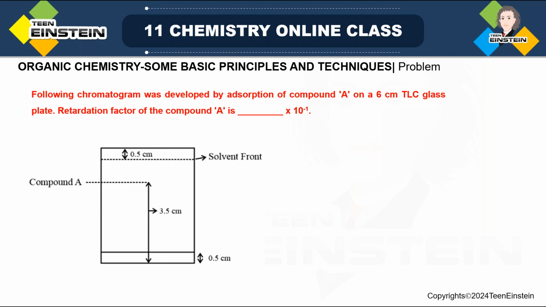Here we have again chromatography related question, and this is basically RF value related question, right? Following chromatogram was developed by adsorption of compound A on a 6 centimeter TLC glass plate. So this is TLC, already mentioned. Total distance for the glass plate is 6. Total distance means this total distance. This is 6 centimeter. Retardation factor of the compound A in this format you have to find.